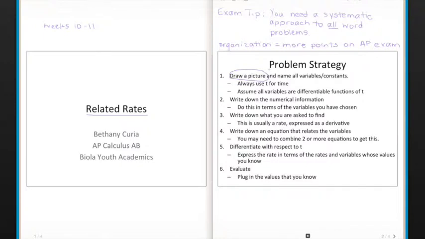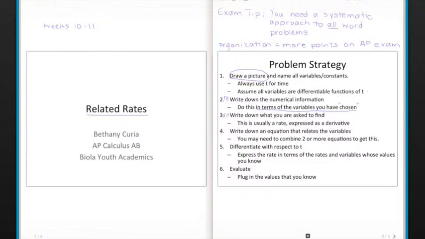Step 1, if you're not given a picture, you need to draw a picture. You need to have a clearly labeled picture. We are not asking that you be an artist. My stick figures are absolutely awful, but make sure that you draw a picture that relates all of the variables and constants in your problem. You will want to make sure to name all of the variables and constants in your problem. Always use t for time, and assume all variables are differentiable functions of t.